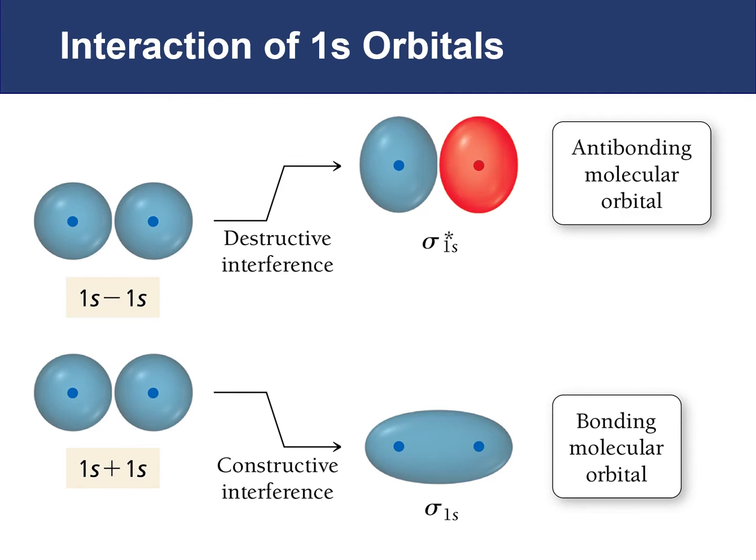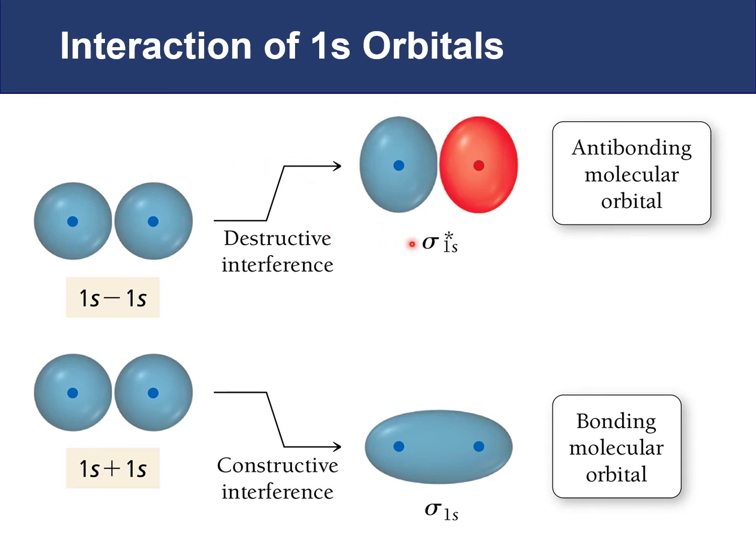Looking at a pictorial representation of two sets of 1s orbitals combining together, we could have two 1s orbitals that constructively interfere. That means where they overlap, they add together. We would get our bonding molecular orbitals. This is the same shape that we had with the valence bond theory. However, where the valence bond theory fails is it does not predict the destructive interference, where we have the two wave functions destructively interfering with each other, resulting in our antibonding orbital.